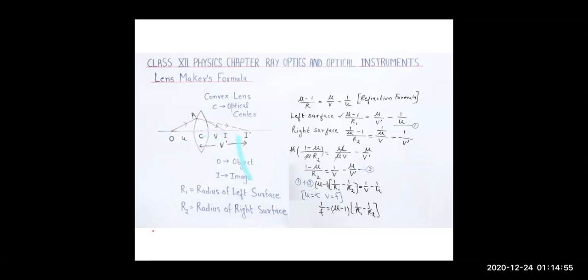Now, the radius of the left surface is R1 and the radius of the right surface is R2. Yesterday we had derived the refraction at the convex surface. That is, if only this part is present, then this will be the refraction formula. Now, let us apply this refraction formula first for the right surface, then for the left surface, and we will get two equations, we are going to add the two equations, solve them, and finally we will get the lens maker's formula. It is very easy, right children? Let's start.